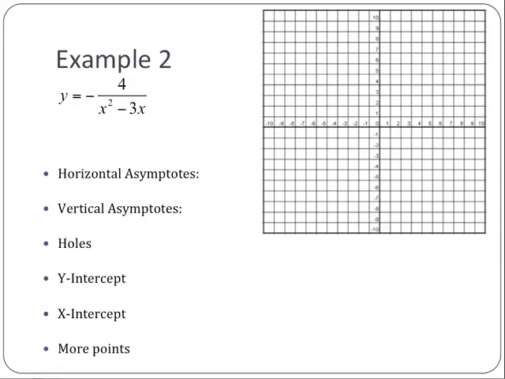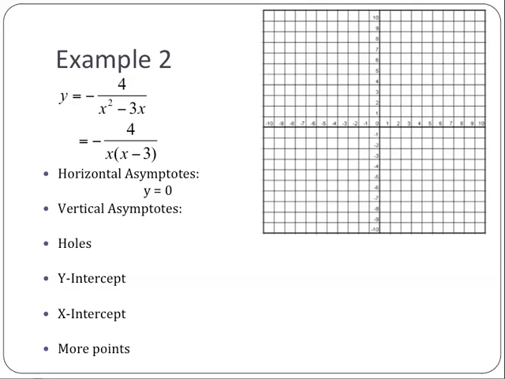-4 over x squared minus 3x. We are going to go ahead and factor the denominator. So x squared minus 3x becomes x times x minus 3. Horizontal asymptotes, you're comparing the degree of the numerator and the denominator. In this case, the degree of the numerator is smaller than the degree of the denominator, so the horizontal asymptote is automatically y equals 0.